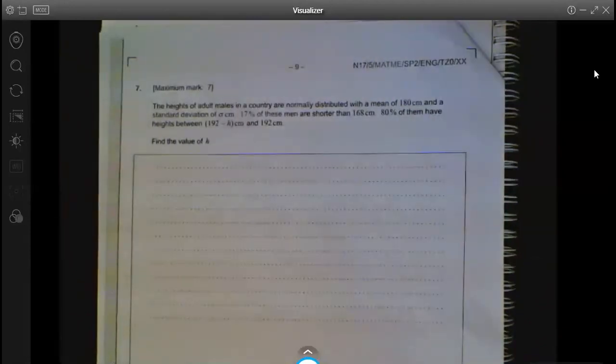Let's read the question. The heights of adult males in a country are normally distributed with a mean of 180 centimeters and a standard deviation of sigma centimeters. 17% of these men are shorter than 168 cm. 80% of them have heights between 192 minus h and 192 centimeters. We are asked to find the value of h.